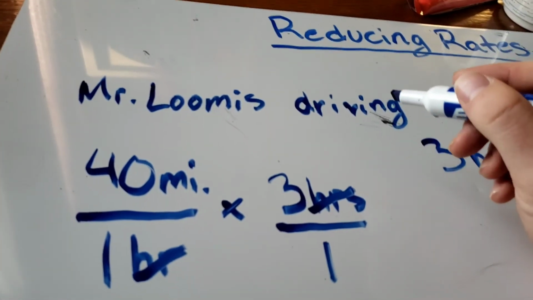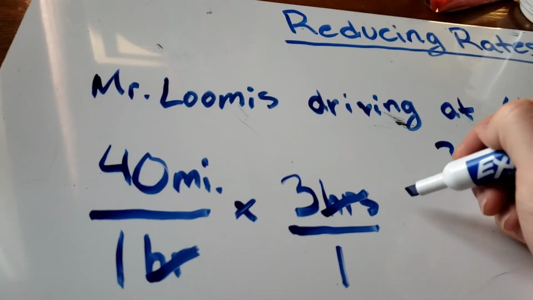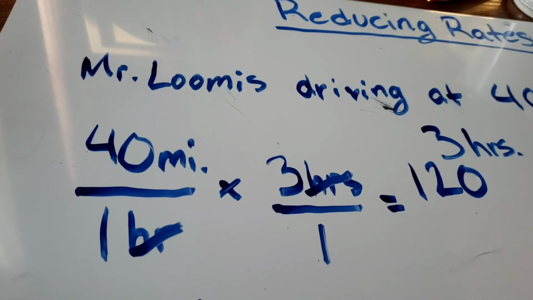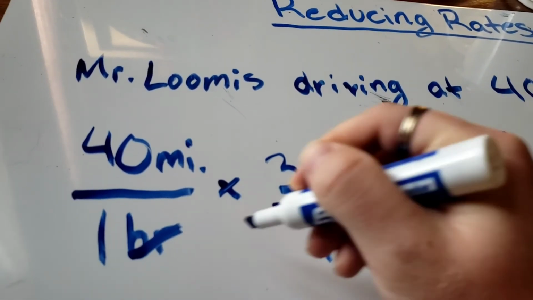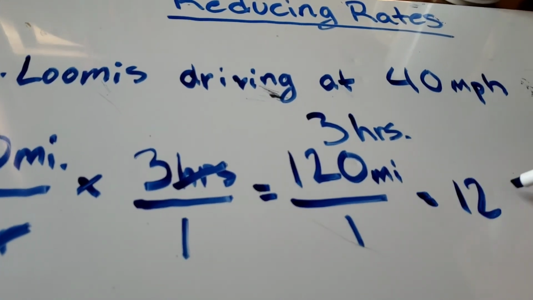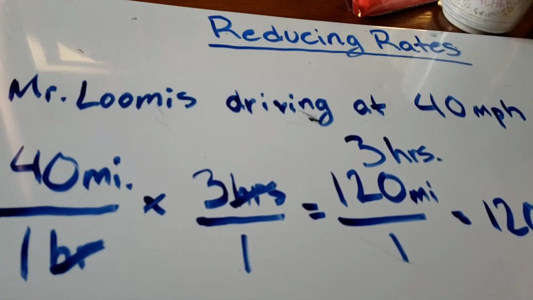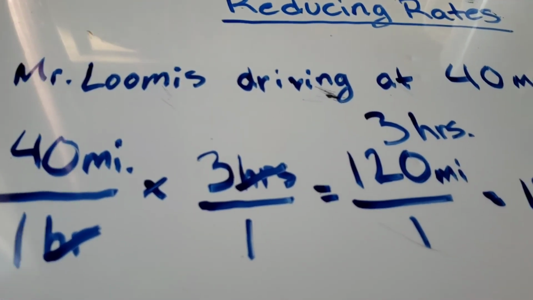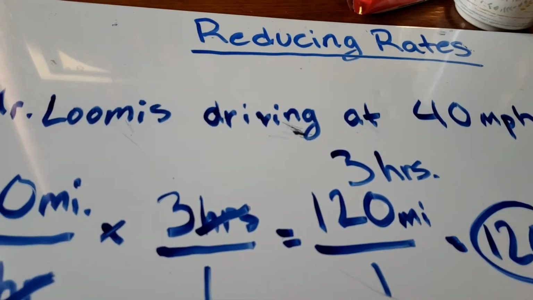So let's revisit this one and finish it up. 40 times 3 would give us 120 miles over 1, which is just 120 miles. So at a rate of 40 miles per hour, traveling for 3 hours, I will have traveled 120 miles.